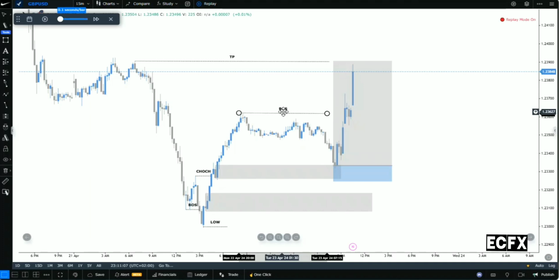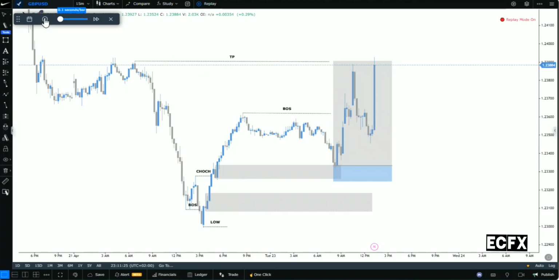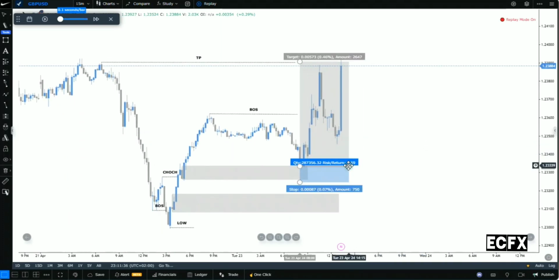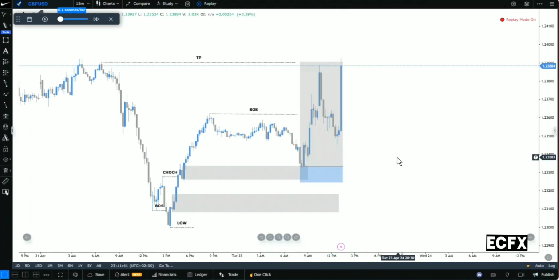So change of character, break of structure, right? So order block, demand zone, or whichever you call it. Order block, a demand zone, doesn't really matter. Whichever term suits you, you can use that one. And then we have TP, right? So most of my positions at this point in time would be closed or out. And from this point on, I would be looking for a new contract.